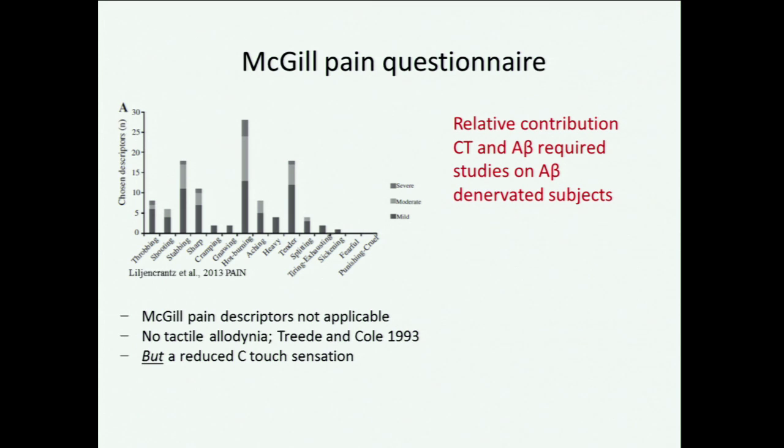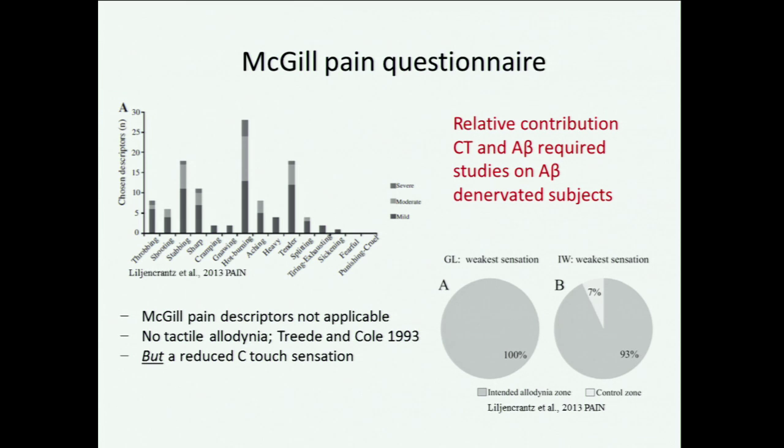So the first conclusion was that they have no tactile allodynia. Without A-beta fibers, you don't have any tactile allodynia. And that was actually published before by Trede and Cole already in 1993. But then we asked them, is there any difference between being brushed on the capsaicin, close to capsaicin, and the control area? Then they said that, well, I don't feel anything in the near capsaicin zone. So there was a change, although they didn't perceive allodynia, but they lost their normal C-tactile sensation.